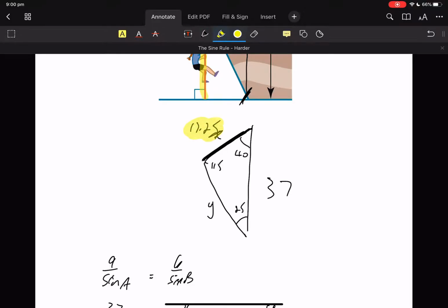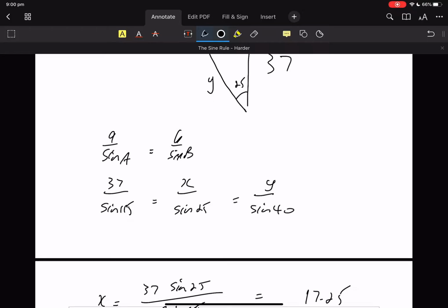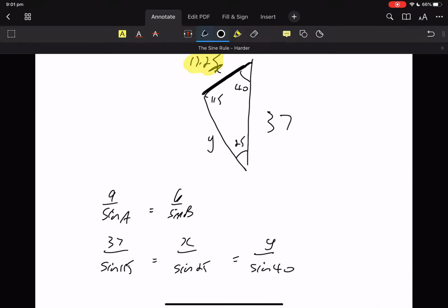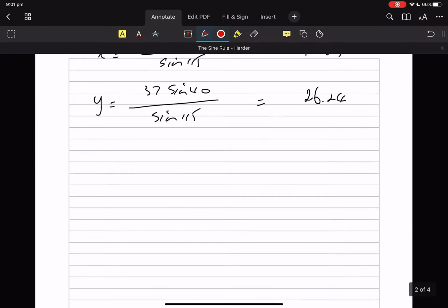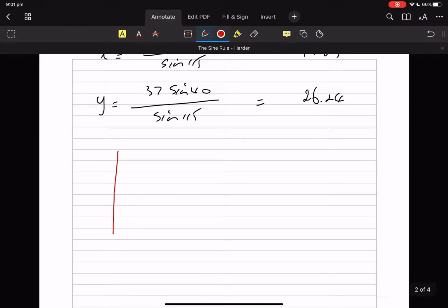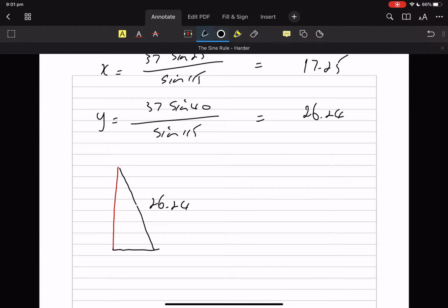We need that. Although we know that Y is 26.24, that's not the rope. The rope comes down here. So there's my rope. That was the 26.24, and then that's the ground. So remember, the overall shape was the rope, then it went up the embankment and then to the tree.